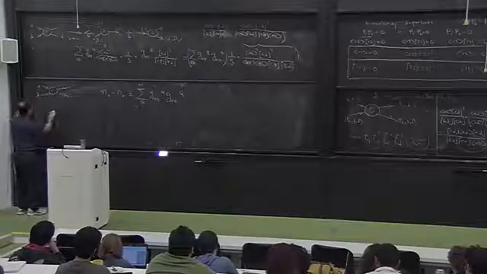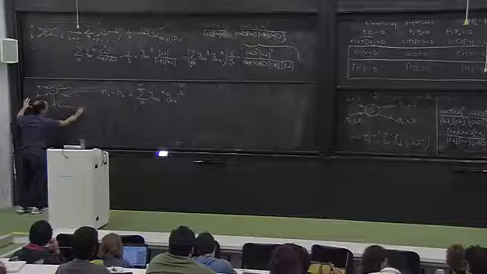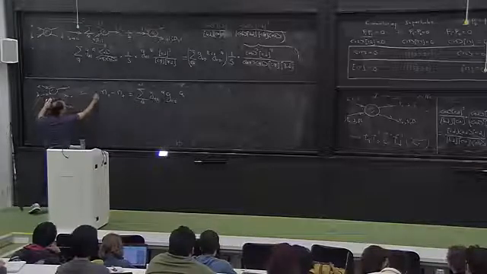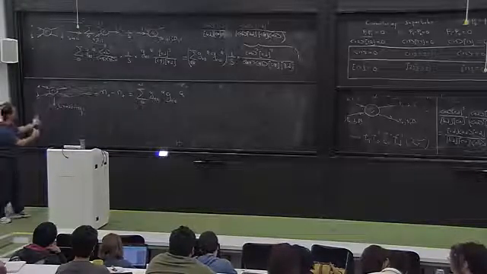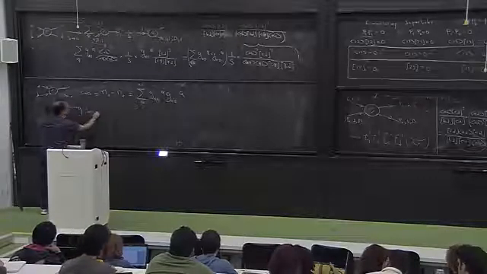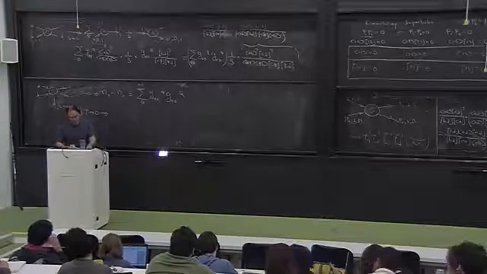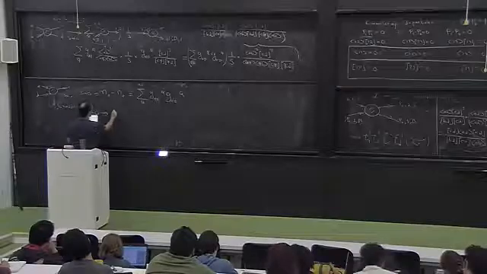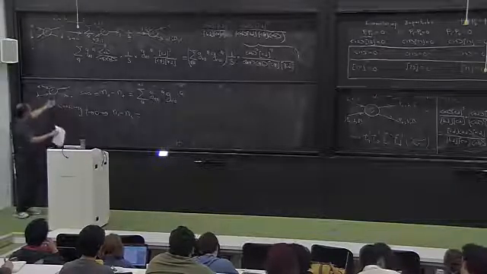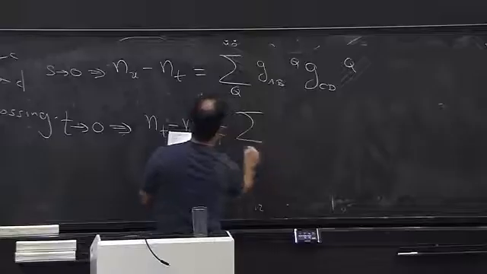Now we use crossing. The factorization when S went to 0 implied this. By just switching labels and using crossing, we can conclude that when we take T to 0, we're going to get something very similar to that. You just have to change the labels, and you're going to get NT minus NS. Remember, we're just switching labels.